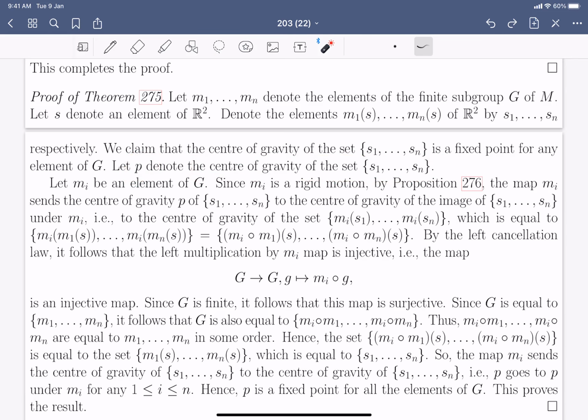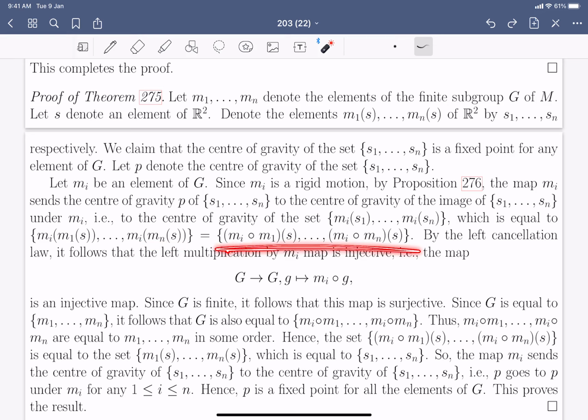Now let Mi be an element of G. You know that Mi is a rigid motion. So Mi sends the center of gravity P of S1 to Sn to the center of gravity of the images of S1 up to Sn under this map Mi. That is, P is sent to the center of gravity of the set Mi applied to S1, Mi applied to S2, and so on till Mi applied to Sn. Now what is Mi applied to S1? It is Mi applied to M1 of S, then Mi applied to M2 of S, all the way till Mi applied to Mn of S.